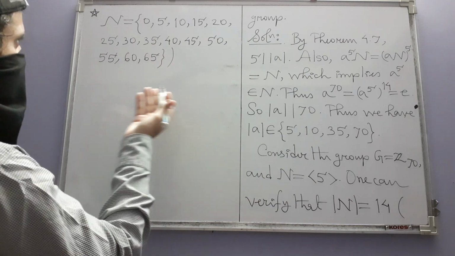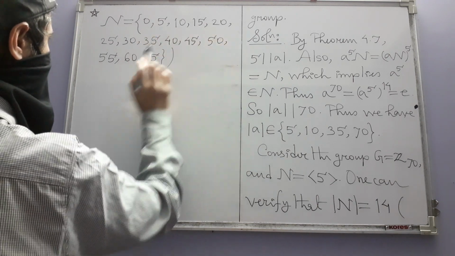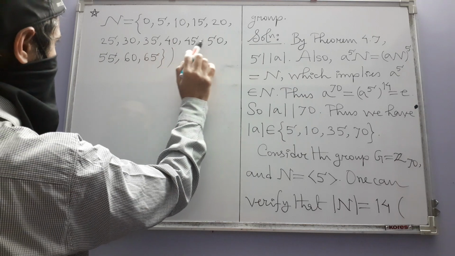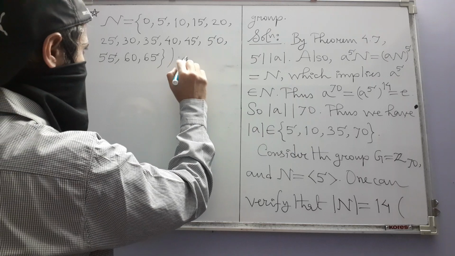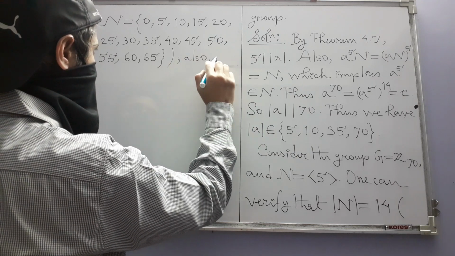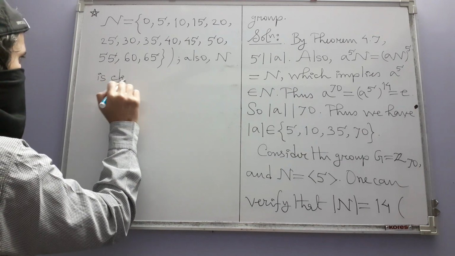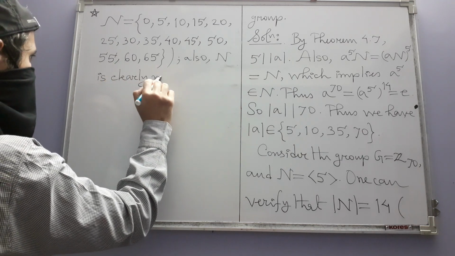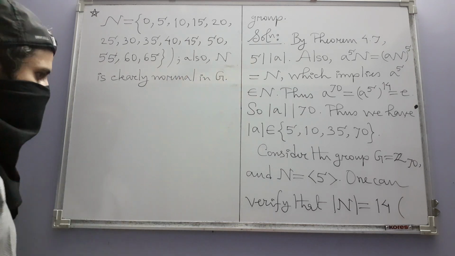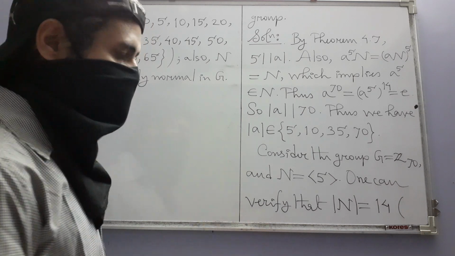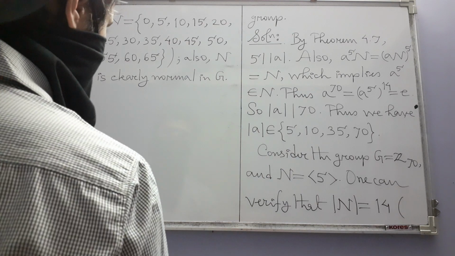And you can see, let's count how many elements n has. 1, 2, 3, 4, 5, 6, 7, 8, 9, 10, 11, 12, 13, 14. So that's like this. Also, n is clearly normal in G. That's because G is abelian, so any subgroup is going to be normal in G. Okay, so that is fine.